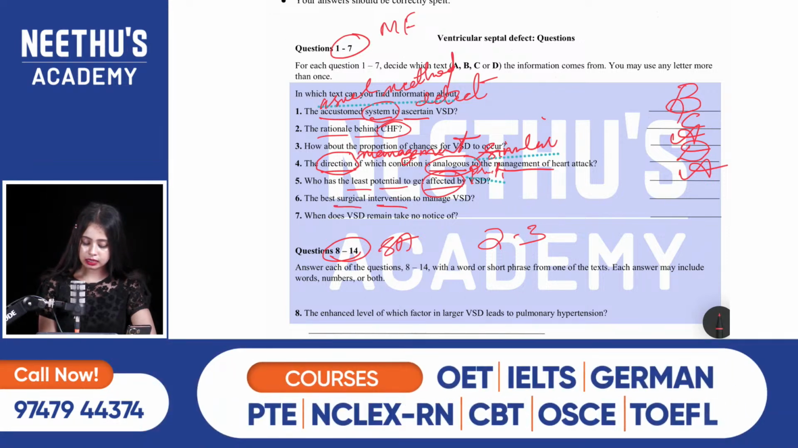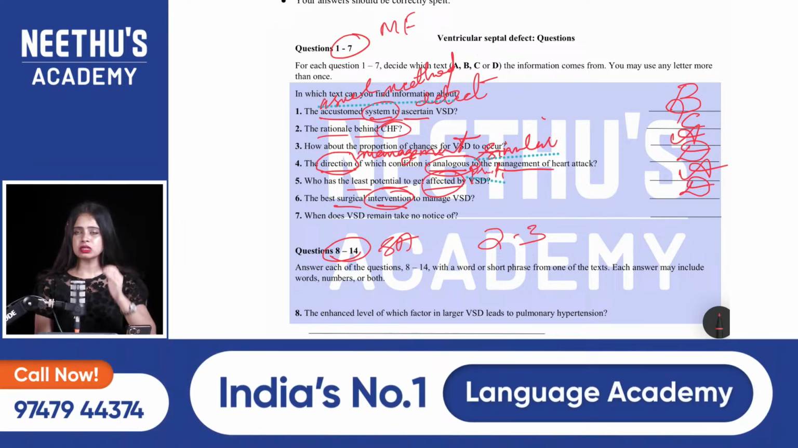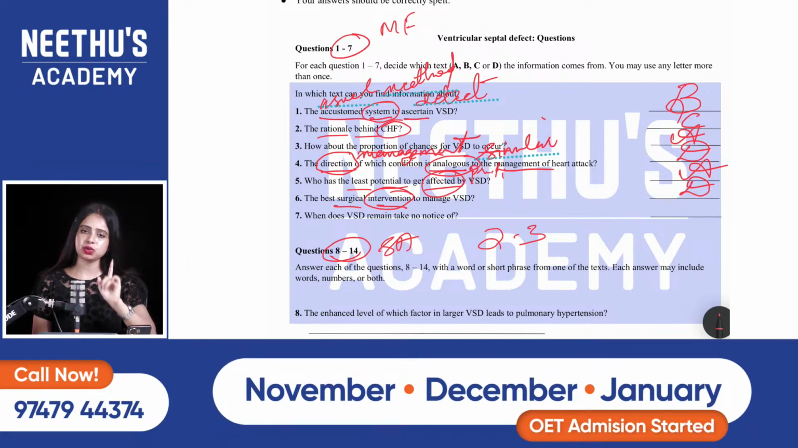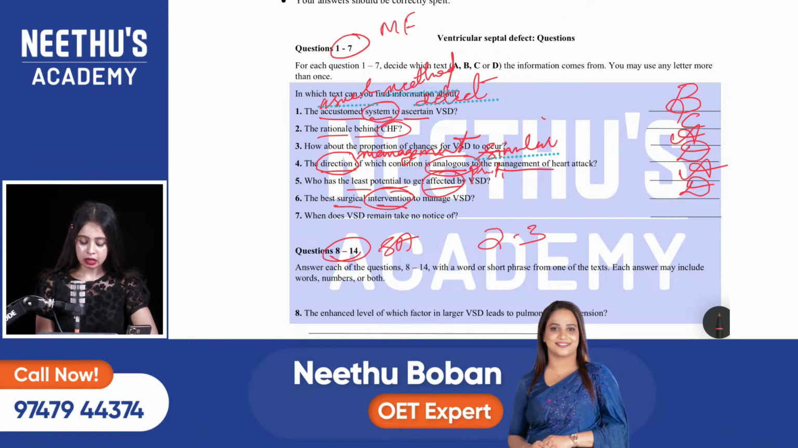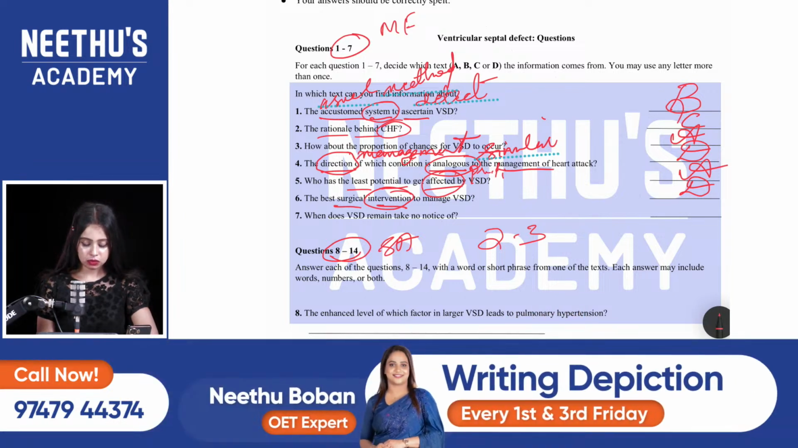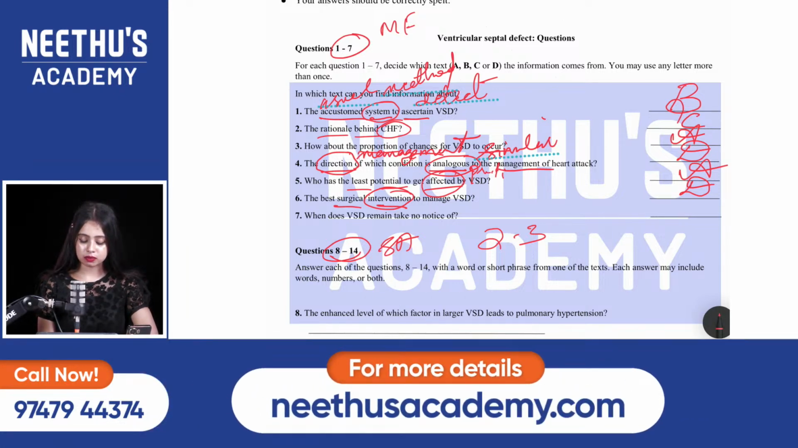Sixth one, the best surgical intervention to manage VSD. Again, surgical intervention and management is text D. See, if you already know what the keywords are and where they are, you can definitely underline them and find out the answer. So the answer is in text D. Fifth one: Nimmi, Megha, Jissa, Shiji, Amy, text A. Sixth one is text D.